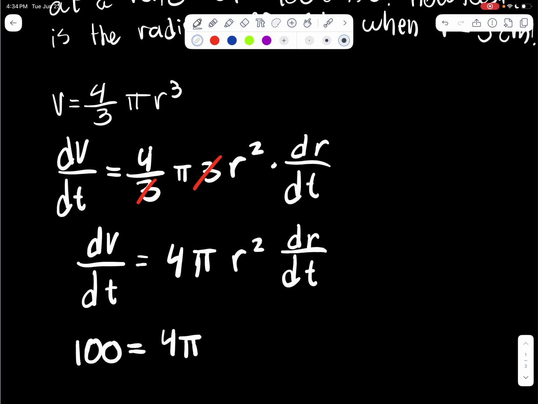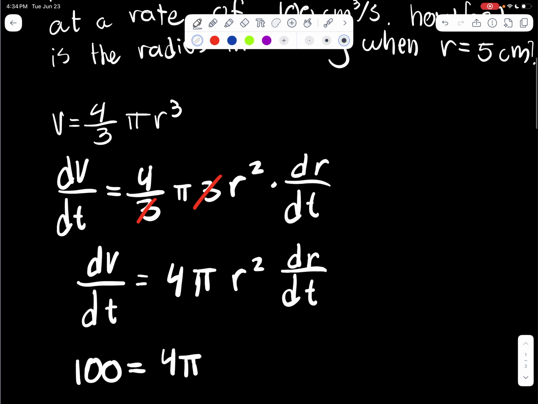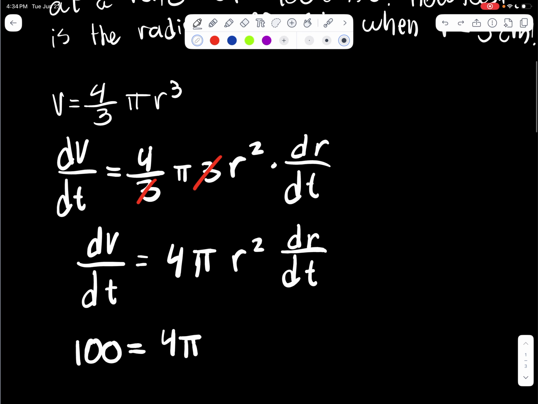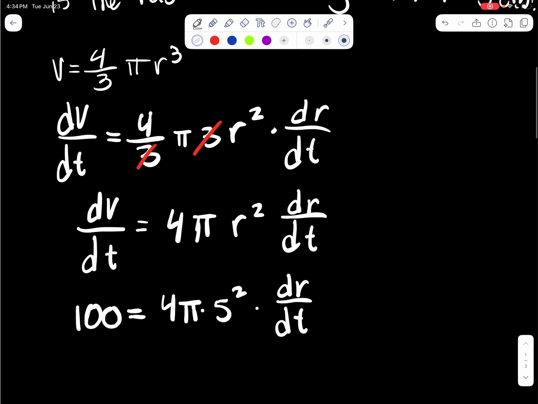4 pi. What's our r? We want to know what it is at 5 centimeters, so we'll plug in 5. And then we're solving for dr by dt. Now, here's just a little trick I'm going to give you guys to keep your work neat. Yes, you can multiply it by pi, but you really don't have to, and I don't suggest it.